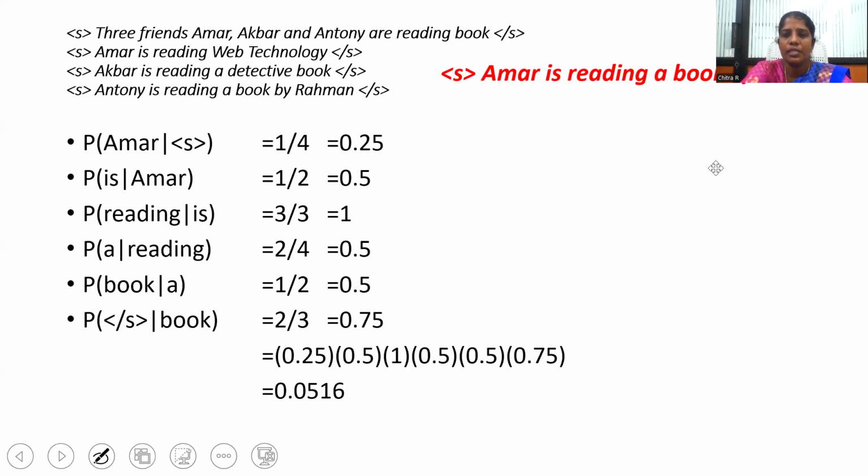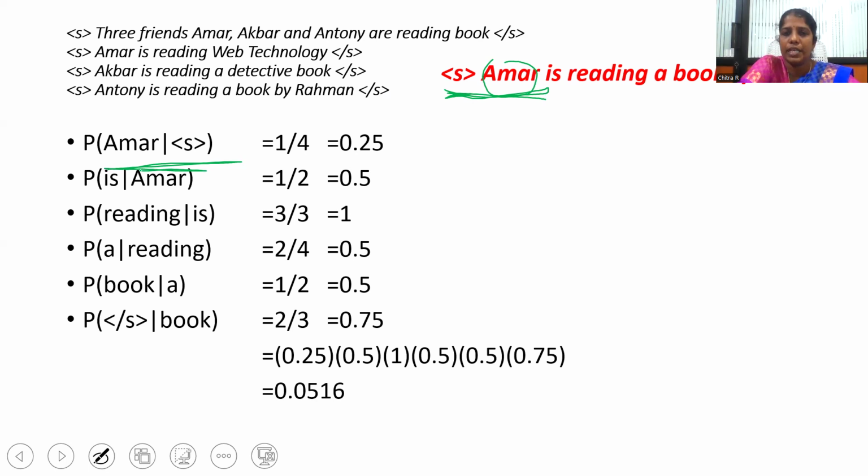For finding the probability, take the words one by one. This is the bigram model, so take 2 words at a time. Probability of word 2 given word 1 equals count of word 1, word 2 divided by count of word 1. So first take these 2. Probability of Amar given the starting symbol. Then we'll count.